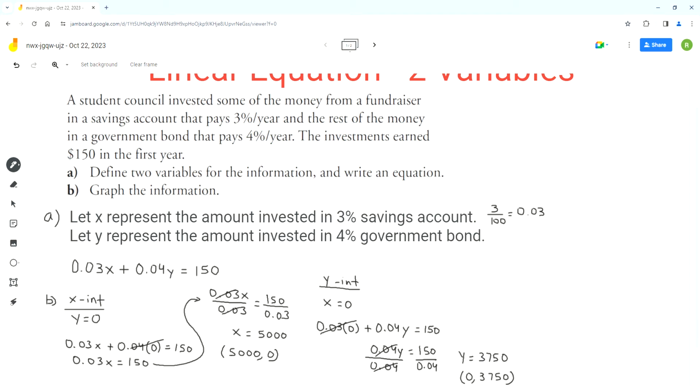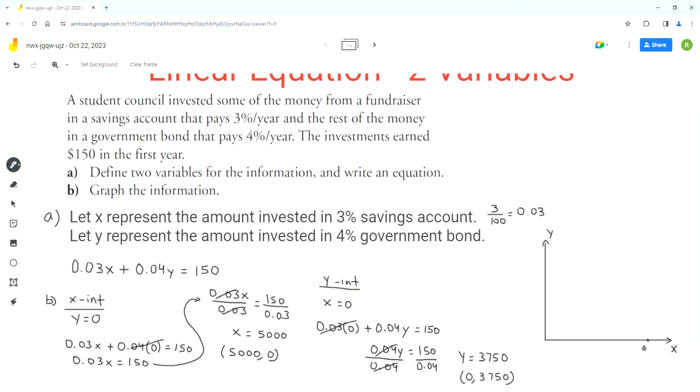Now we can graph this information. So we'll draw the grid. For this graph, we only have to show the graph in the first quadrant because both the x and y values will always be positive numbers because they represent the amount of money invested. So you can never have a negative amount of money as an investment. So the x-intercept is 5,000. So you'll have to use an appropriate scale on the x-axis. So x-intercept will be shown as a point on the x-axis.